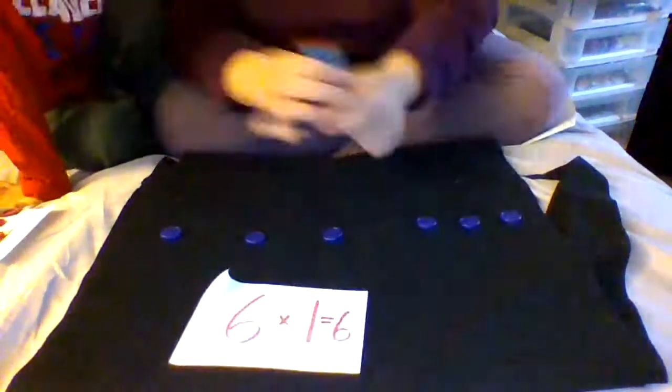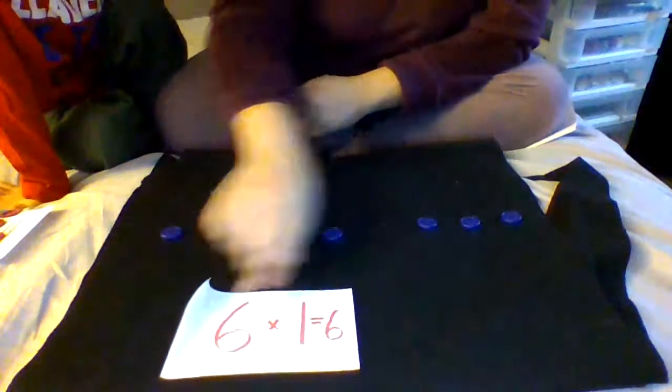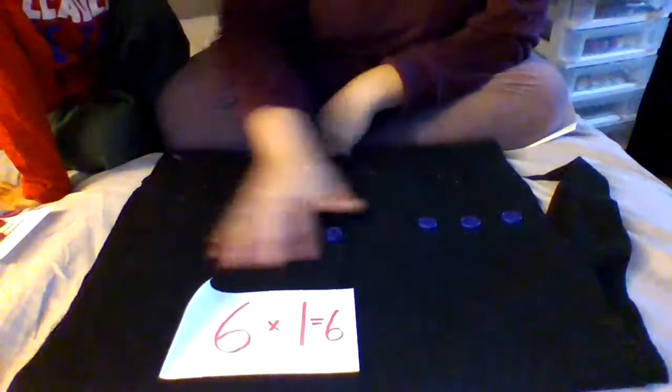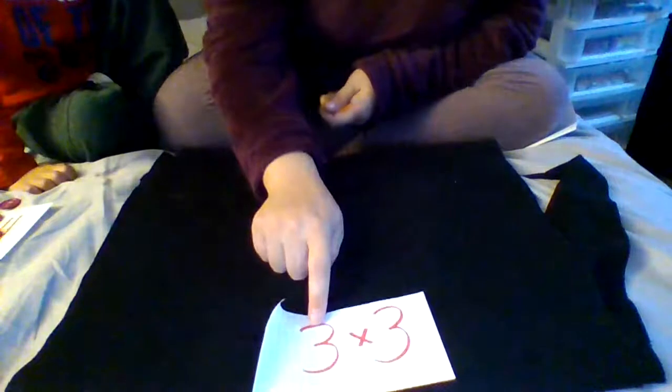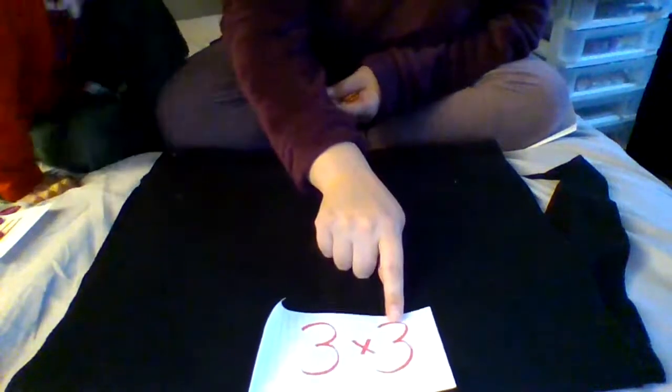So when I'm looking at multiplication, the first number is going to tell me how many groups, and the second number is how many are in each group. All right, let's try another one. This one we're going to do is 3 times 3. That means 3 and 3. That means we need to have 3 groups, and each group needs to have 3.